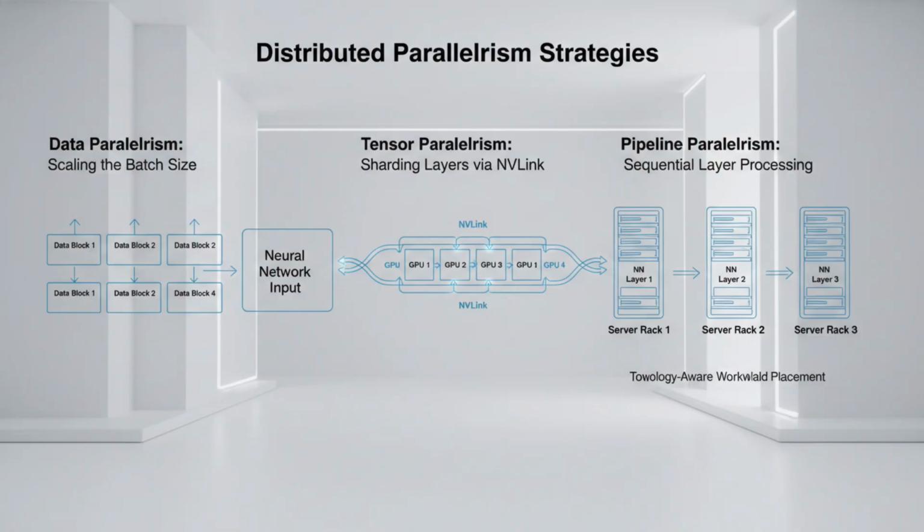Tensor parallelism is extremely sensitive to latency, requiring the sub-microsecond speeds of NVLink, while pipeline parallelism can tolerate the slightly higher latency of the scale-out network. Mapping these to your hardware topology is the difference between linear scaling and a total collapse in efficiency.